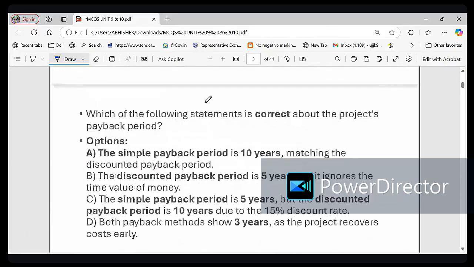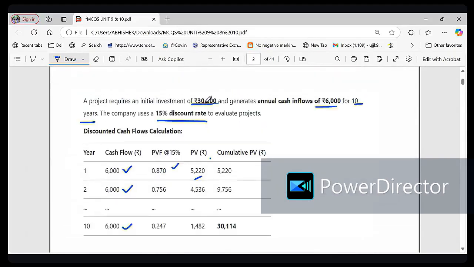So this question checks your concept regarding simple payback and discounted payback. You have to find what the simple payback period is and what the discounted payback period is, right? We have discussed this payback period in the last lecture. So do you know how to go about solving this question?